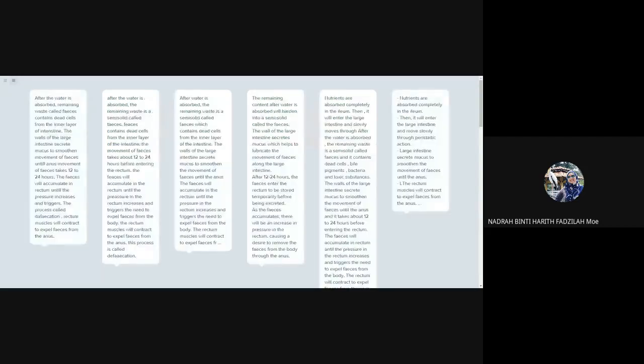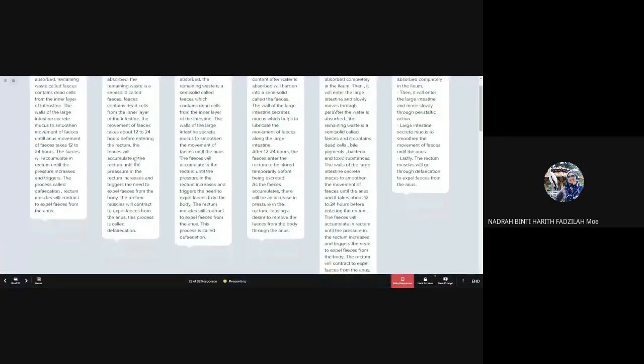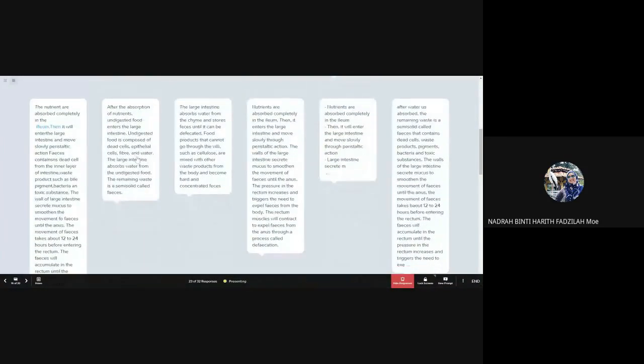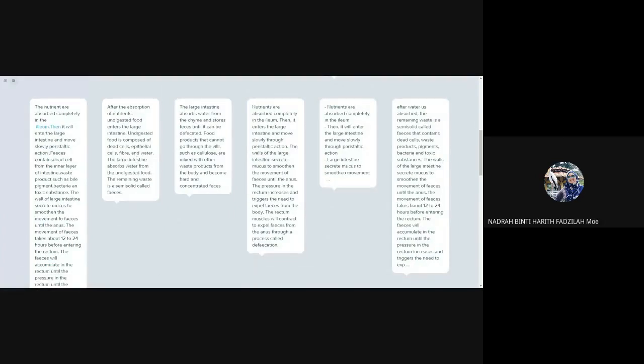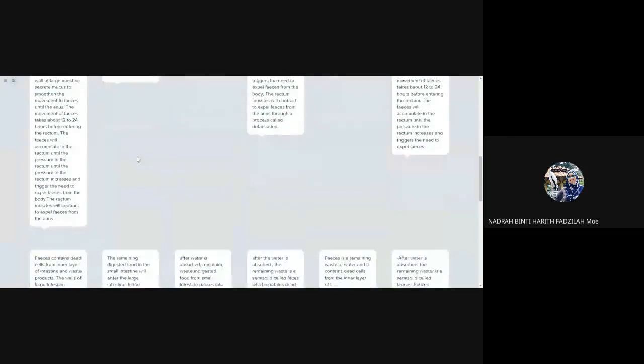Okay, so itu step. Step number two, tadi step number one kita kata after absorption of nutrient, the remaining mixture enters the large intestine. Dalam mixture tu ada apa? Ada water, ada undigested food, ada dead cells, ada cellulose. That is point number two. I agree with you when you say the mixture move along the large intestine through peristaltic motion, atau kalau kamu tulis the mixture move along the large intestine via peristalsis, melalui proses peristalsis pun betul ya, benda yang sama. That is a very good idea.